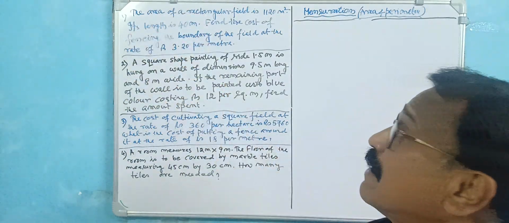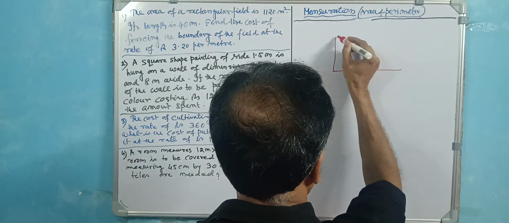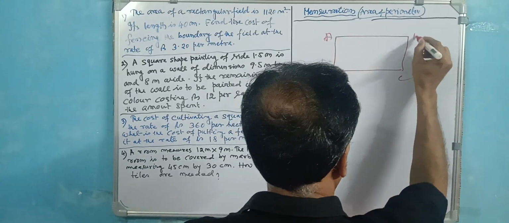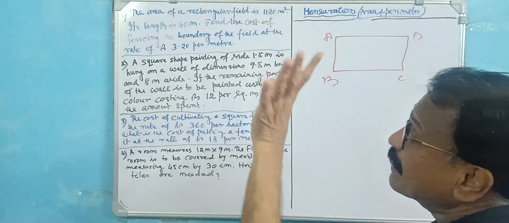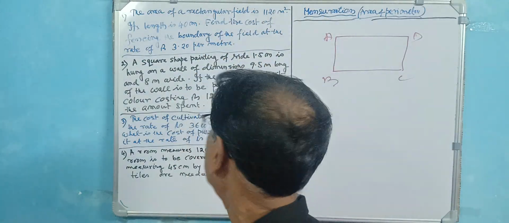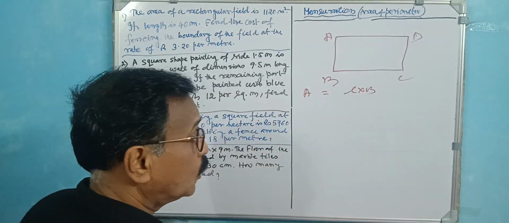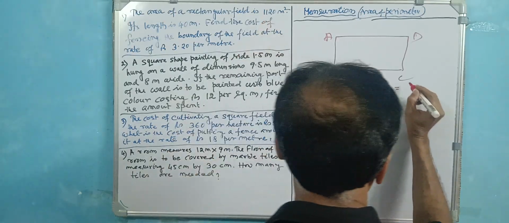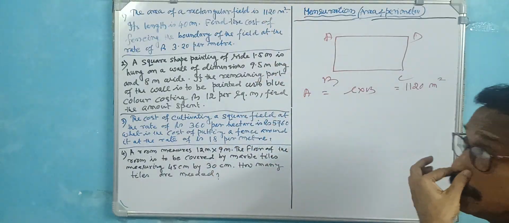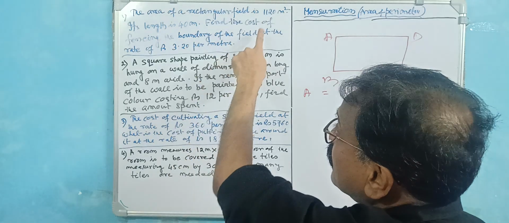The area of a rectangular field. First you draw a rectangle. No problem. Suppose this is A, B, C, D. A rough drawing. Okay. The area of the rectangular field is this. If the length is this, you know the area of the rectangular field is length into breadth. Okay. So that is equal to 1120 meter square. The unit is very important. Area is meter square. If the length is this, find the cost of fencing.